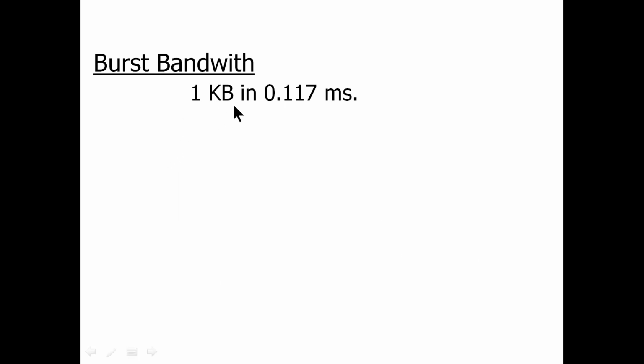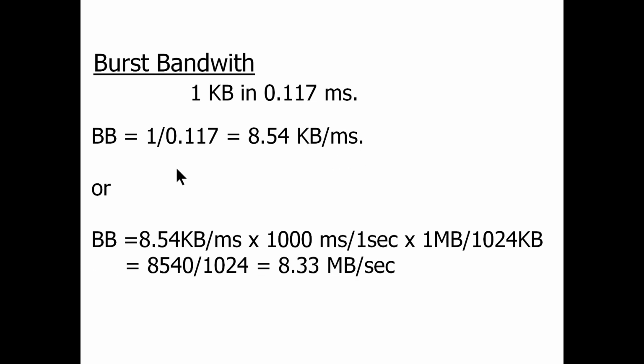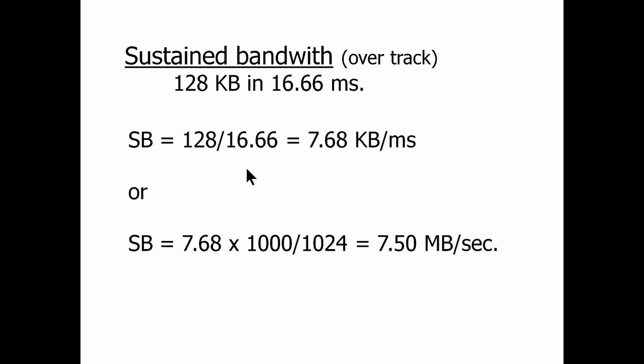But burst bandwidth is about 1 KB in 0.117 milliseconds. By burst bandwidth, we mean how much data is transferred from the memory to the disk, or the disk to the memory. So sustained bandwidth over a track is 128 KB in 16.66 milliseconds. So you're dividing by the time, and you get about 7.68 kilobytes per millisecond. So that's the kind of chunk we can read or write.